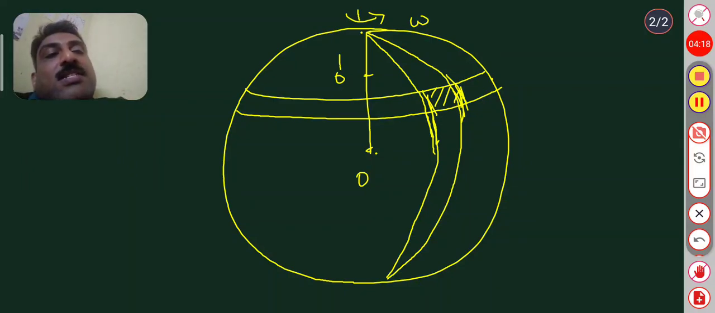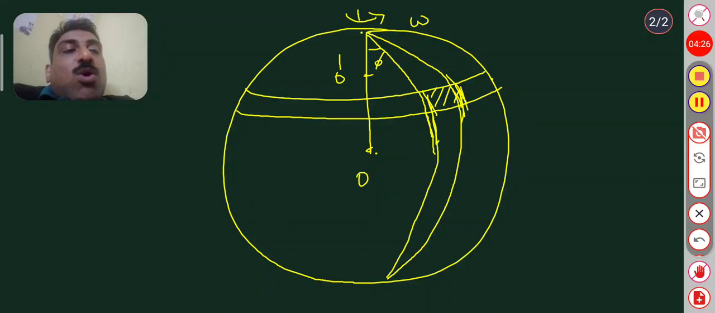Let this angle be phi. This is a small element, and it moves from the initial point to the final point. Let us say it rotates by an angle d phi. So this angle I'm going to take as d phi.